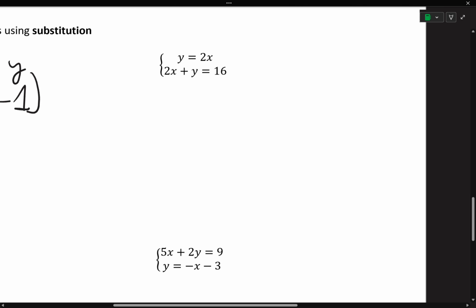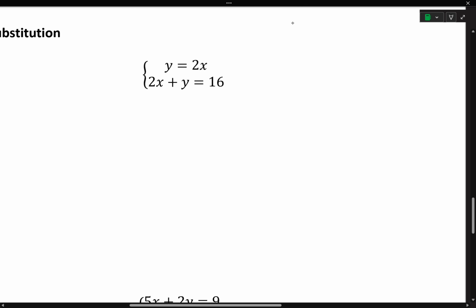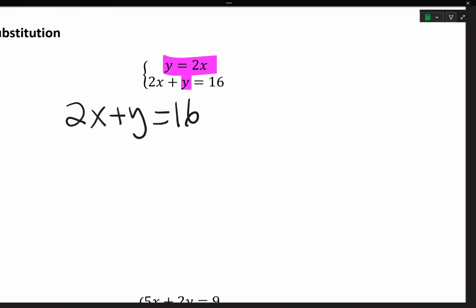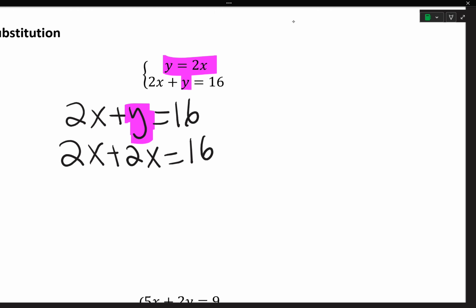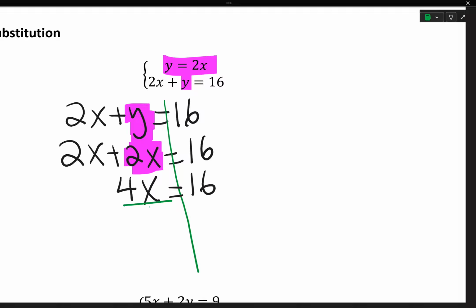Okay, let's try one more. Do you see either a y equals or an x equals? I see a y equals. Let's plug it in. We've got 2x plus y equals 16, and I'm going to replace y. So I have 2x plus 2x, which is 4x. And then the last step is just to divide both sides by 4. x equals 4.